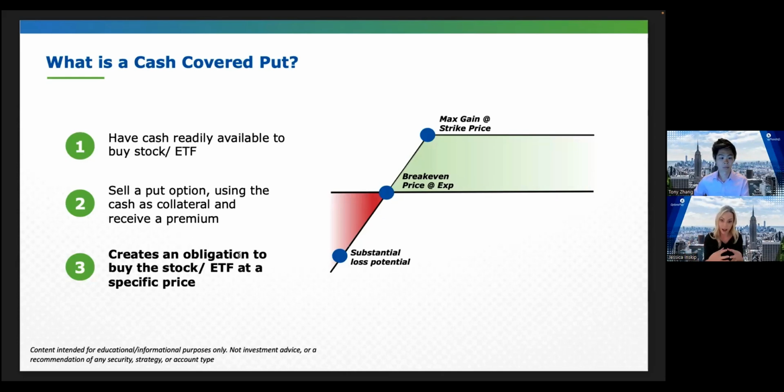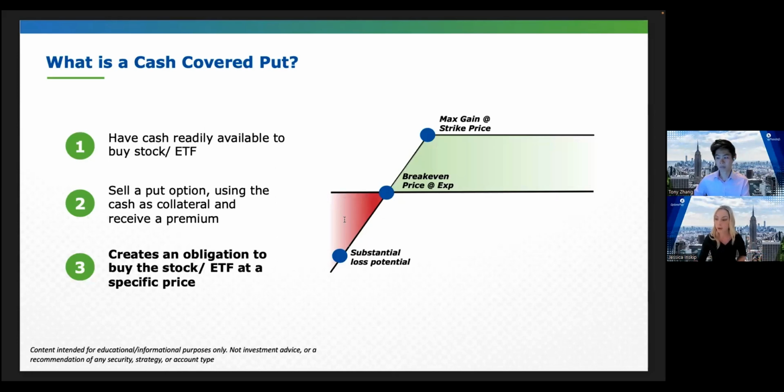Now, if you have that cash available and you say, okay, I'm going to sell a put utilizing that cash as collateral, and maybe your intent is to utilize that obligation to buy the stock. That is very, very common with cash covered puts. You'll sell a put option utilizing that cash, and then that creates an obligation for you to buy that stock at the driver's discretion, or the long option holder's discretion.